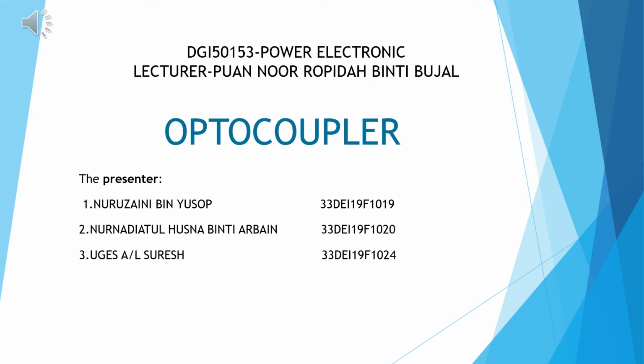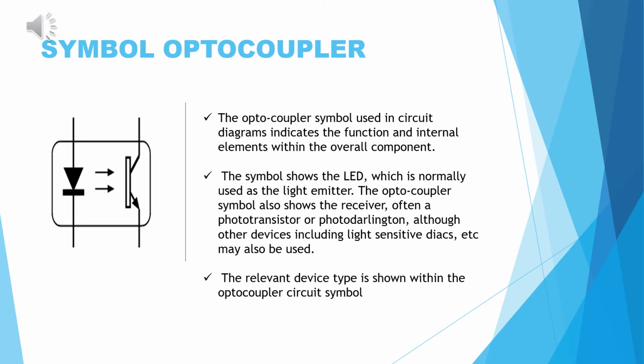Optocoupler. Symbol optocoupler. The optocoupler symbol used in circuit diagrams indicates the function and internal elements within the overall component.